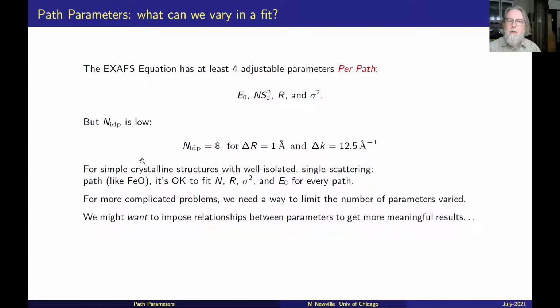So for simple structures, it's okay to fit like this structure we did. It's okay to fit all 4 of those for each path. But for more complicated problems, we need a way to limit the number of parameters. We might want to impose relationships between the parameters. Like we might want to say that the E0s are the same. And we might want to say that the Ns or the distances are not independent.